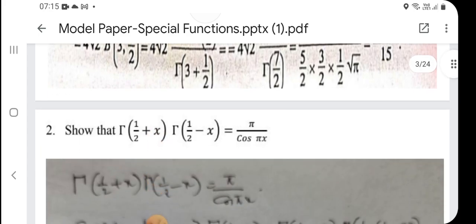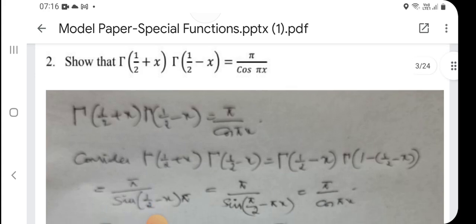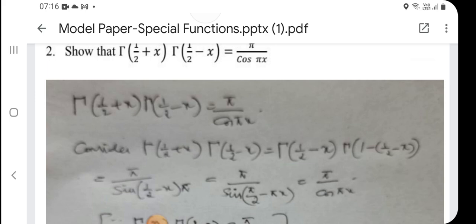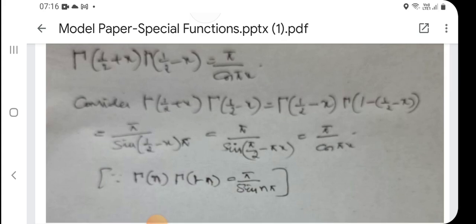Next, show that gamma of half plus x into gamma of half minus x is equal to pi by cos pi x. Now consider the left hand side, gamma of half plus x into gamma of half minus x. That can be written as gamma of half minus x into gamma of half plus x. Half plus x can be rewritten as 1 minus of 1 by 2 minus x. So it is of the form gamma n into gamma of 1 minus n. And we have a standard formula, gamma n into gamma of 1 minus n is given by pi by sin n pi.